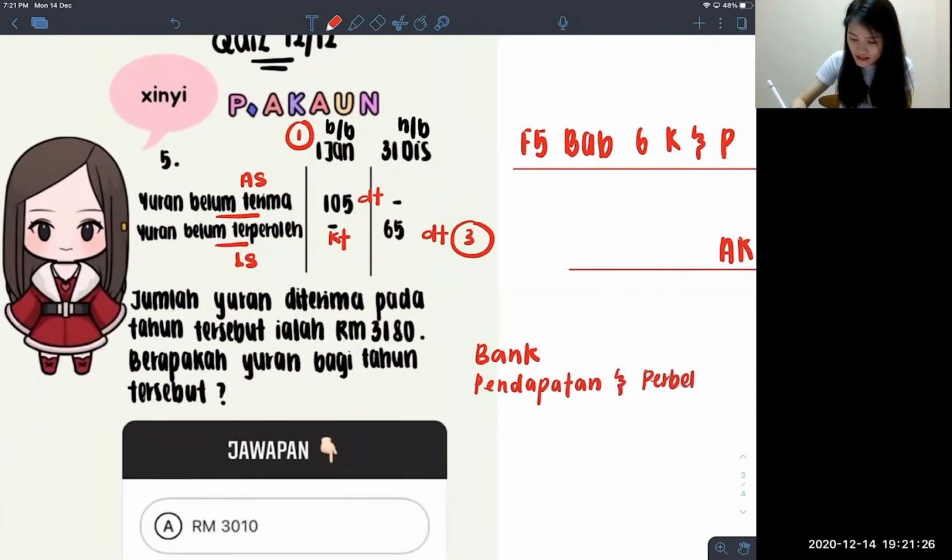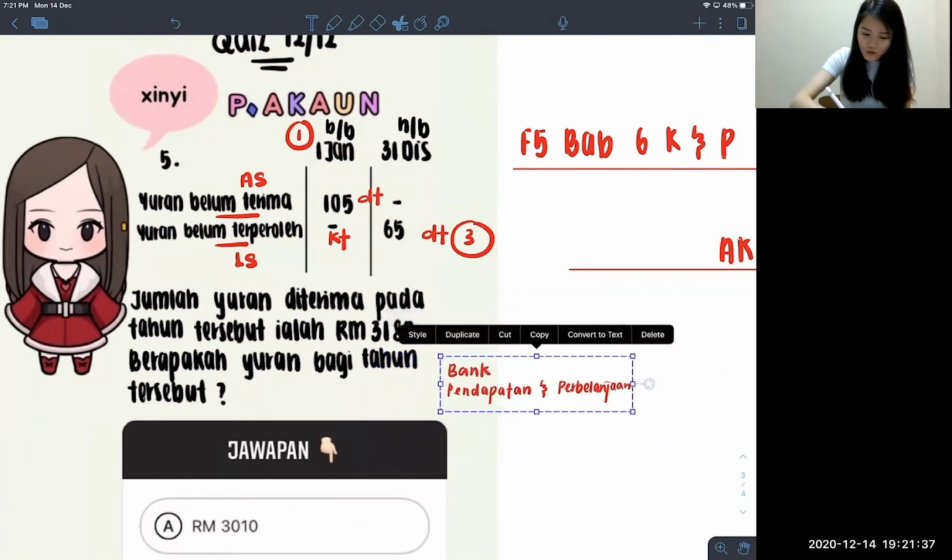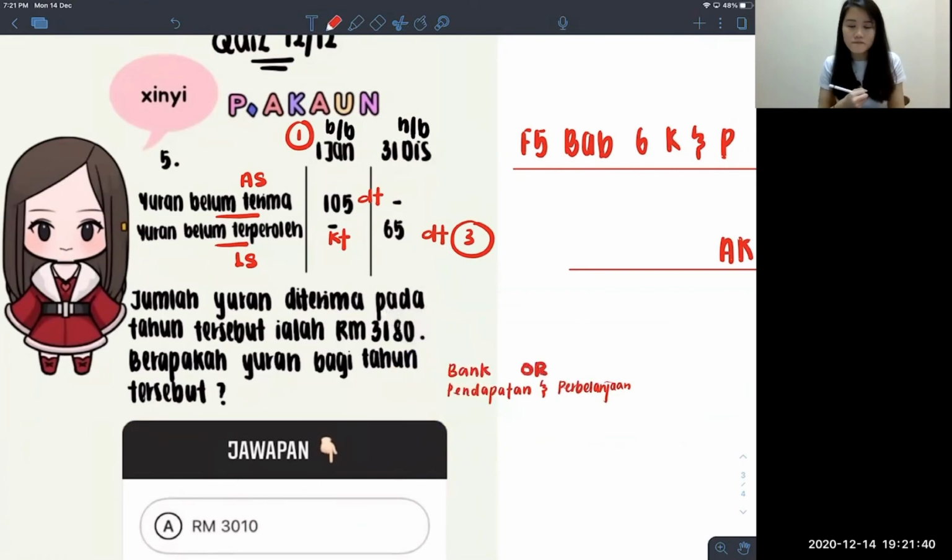I'm going to move this over later because it's blocking my account yuran, yeah? So you're going to have these 2 butir, but don't worry, they will not ask you to find both of them. They will only want either one of them. So it's or. Bank or pendapatan dan perbelanjaan. So look at the sentence down here. I noticed that a lot of you didn't really care about this, so that's why you pick the wrong one. Here it says jumlah yuran diterima. So they didn't say this is the yuran that patut diterima, but they say this is the amount you just received. So receiving is actually considered bank, not pendapatan dan perbelanjaan.